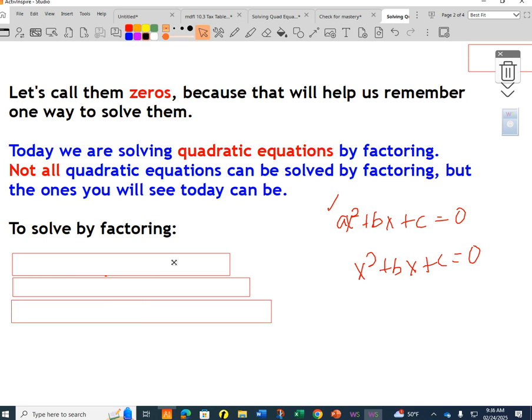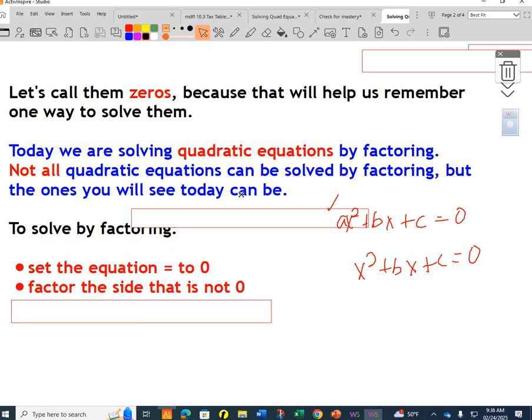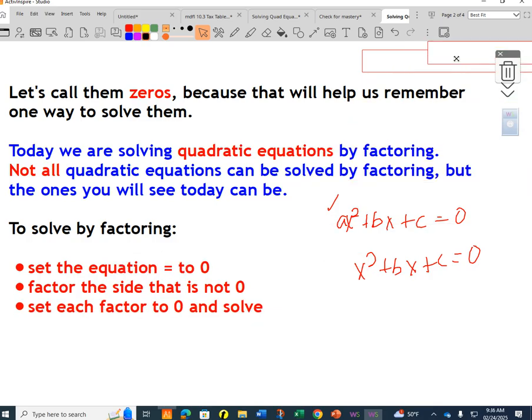So to solve by factoring, 3 easy steps. Easy to remember how to factor. First thing we're going to do is set the equation equal to 0. You writing what I'm writing down? Or more what I'm uncovering today? Then factor the side that is not 0. Then we're going to set each factor equal to 0 and solve. This is not the hard part. The hard part is remembering how to factor.